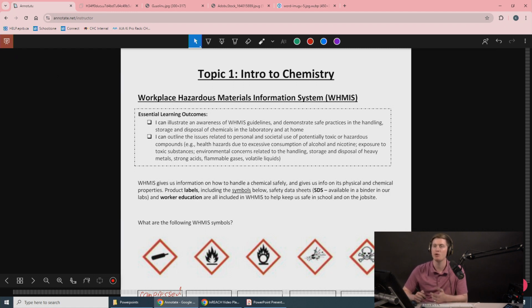The reason we talk about WHMIS is, well, first of all, it's useful to you. If you have a job right now, I'm certain that you have probably seen some of these symbols on materials around your workplace. But for a science course, we're going to head to the lab, and there's a lot of different materials that we use in the lab that have innate hazards, and so it's important that we recognize what the symbols might mean on containers and how we should treat them.